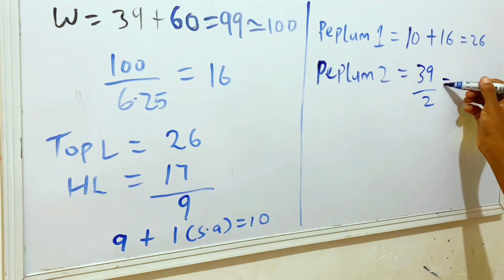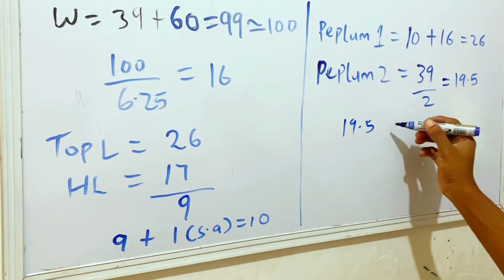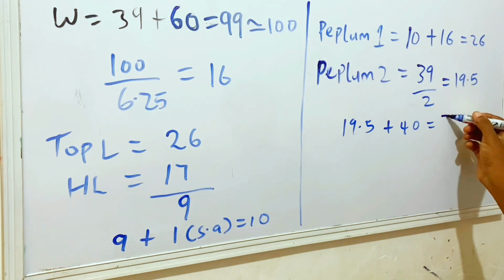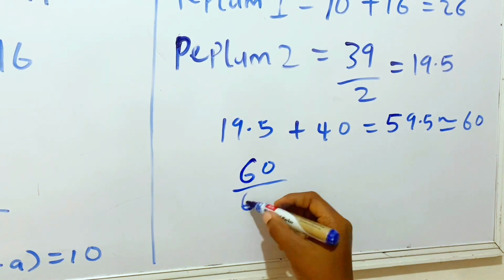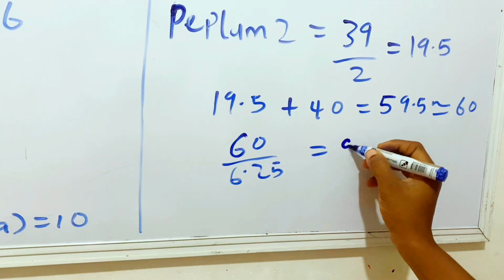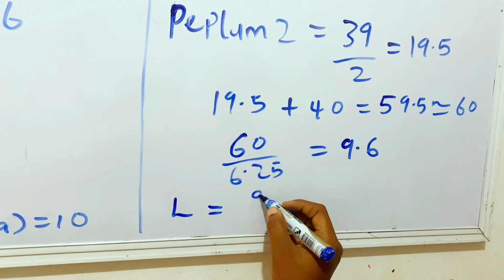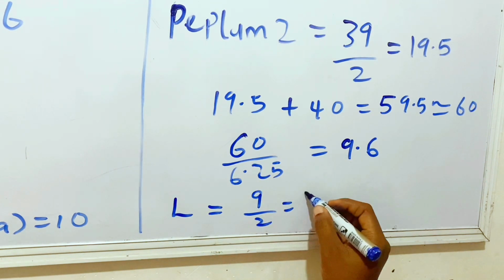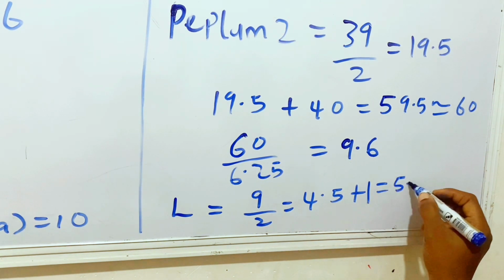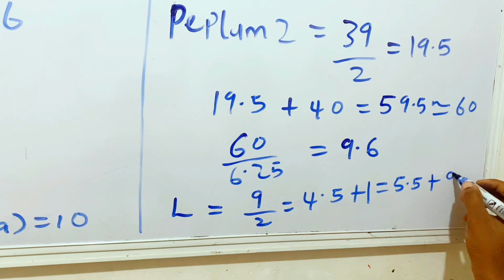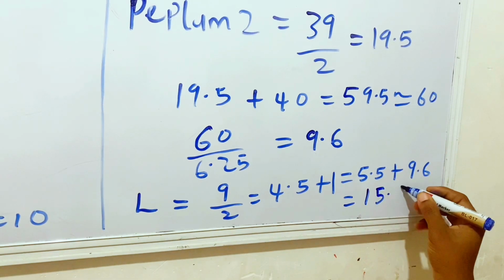For the shorter flare, divide the waist circumference by 2. Here we have that to be 19.5 inches. Add 40 inches to this for the pleats, which gives approximately 60 inches. Divide 60 by 6.25 and we have 9.6 for the radius. Divide the longer peplum length of 9 inches by 2 plus 1 inch seam allowance and we will have 5.5 inches. Add the radius of 9.6 inches and we will have approximately 15 inches.